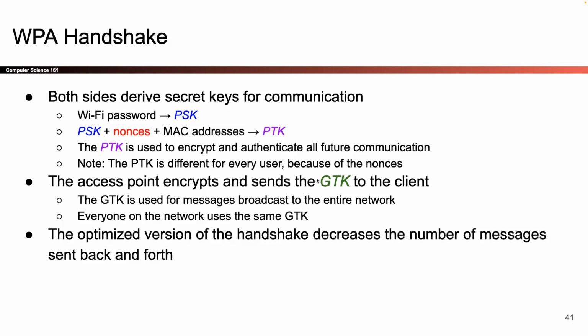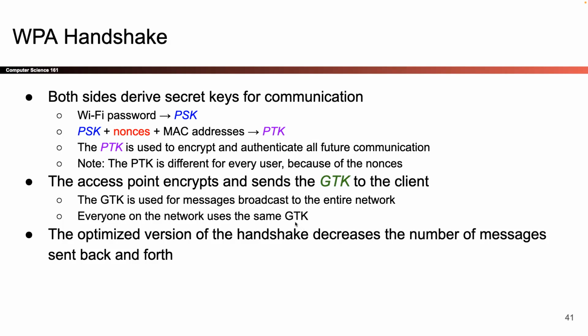So how would you do that? How would you broadcast? You can use the GTK, and everybody who's ever connected gets the same GTK from the access point. This way, if you broadcast, everyone knows the key to decrypt the message, which is nice. So that's what the GTK is for. You can think of the G as standing for group. So everyone in the group has the same key. This way, if you ever want to broadcast a message to everyone in the group, the local network, use the GTK, everyone gets it.